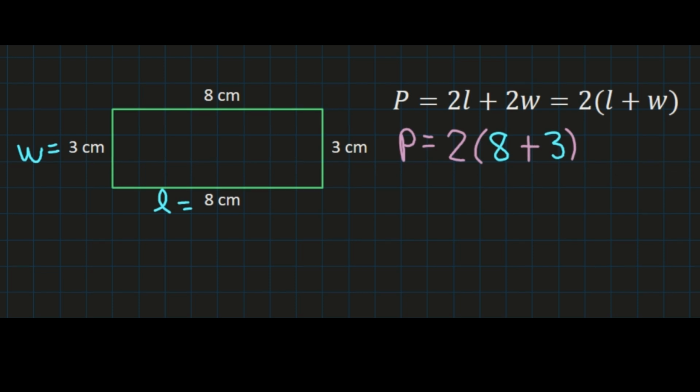And we have to do what's inside the parentheses first. So we have to do the 8 plus 3 first. So we'll have 2 times 8 plus 3 is 11. So to solve for perimeter, we'll have 2 times 11. So our perimeter is 2 times 11 is 22. And this time we were working in centimeters. So our perimeter is 22 centimeters.